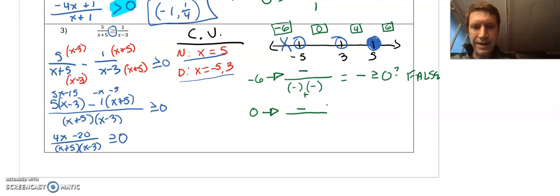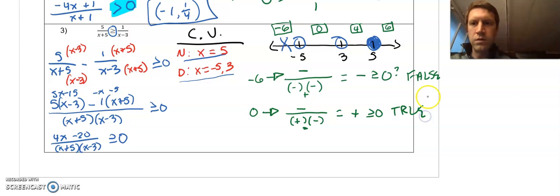Plugging in 0, I get a negative on the top. On the bottom, I get a positive times a negative. So that's a negative on the bottom, right? Negative over negative is a positive. So that will be greater than or equal to 0. This is included.